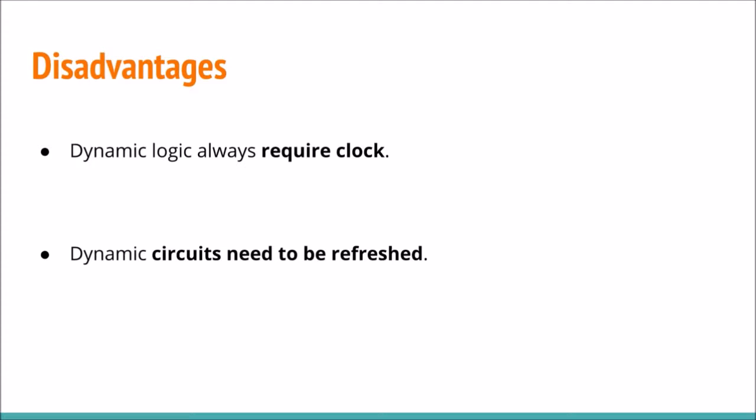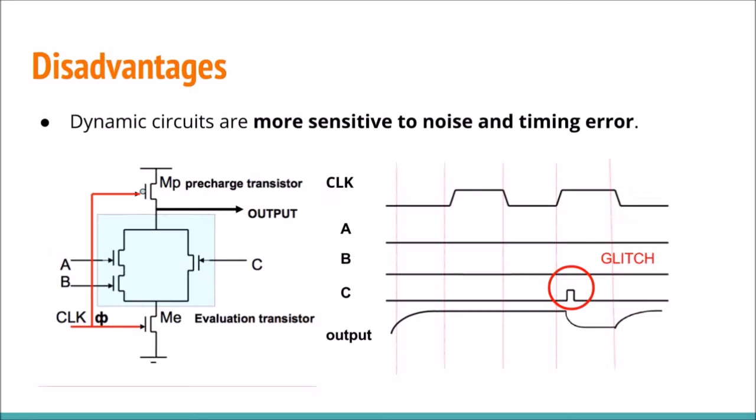Also, it's impossible to operate the dynamic logic at low speeds. Dynamic circuits need to be refreshed, because the output capacitor discharges as time passes. Another disadvantage is that dynamic circuits are more sensitive to noise and timing errors. Imagine this case, where C suffers a glitch during evaluation. During the glitch, the charge in the capacitor is discharged, and it cannot be charged again during evaluation, producing an error.